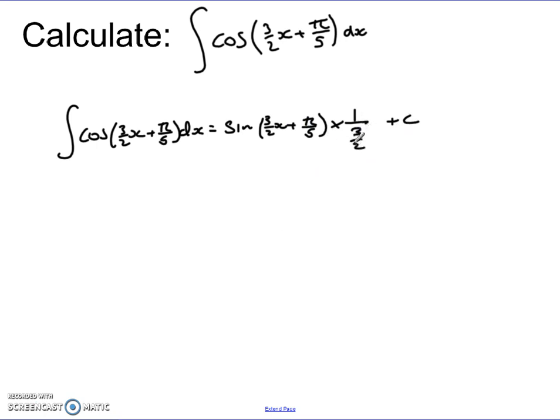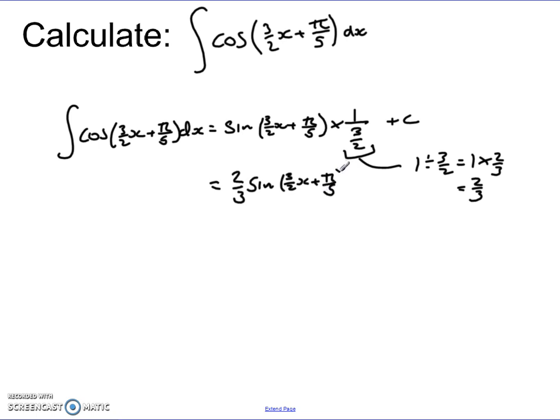Now, 1 divided by 3 over 2 is the same as 1 times 2/3, which is 2/3. So times 1 over 3 over 2 is the same as saying times 2/3. So when we simplify it, we get 2/3 sine of 3 over 2 x plus pi over 5 plus our c. Don't forget that. We have to include that constant of integration.